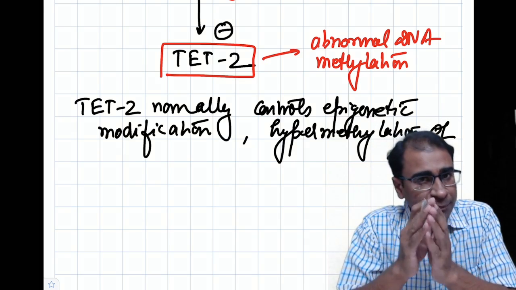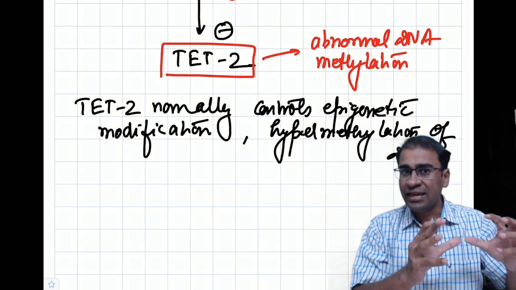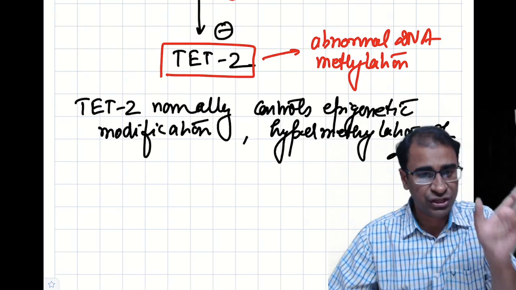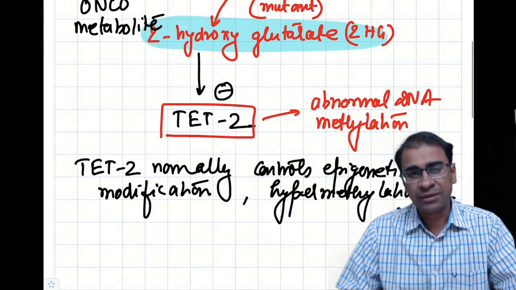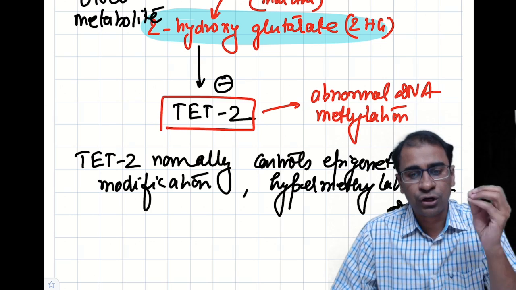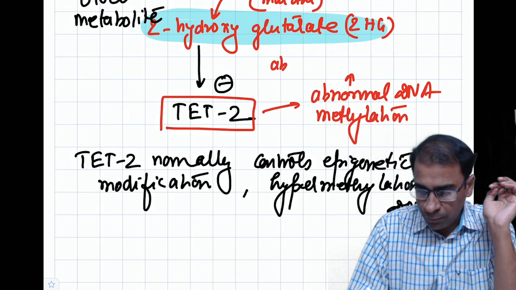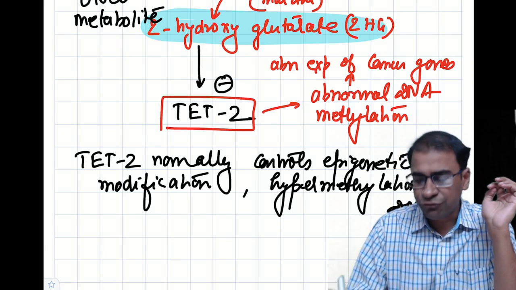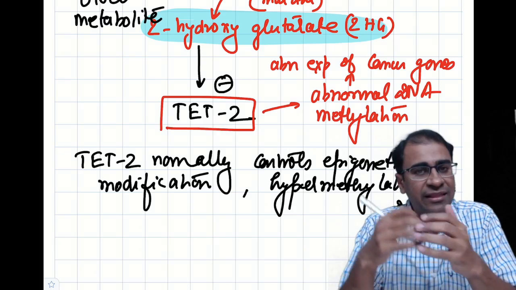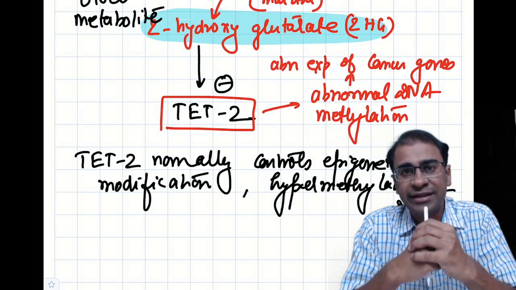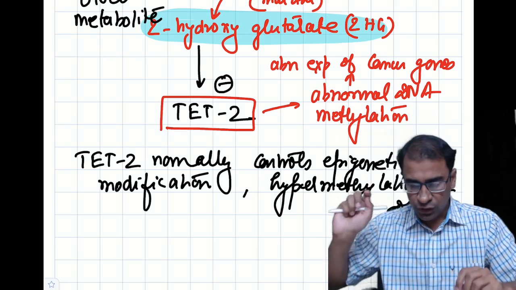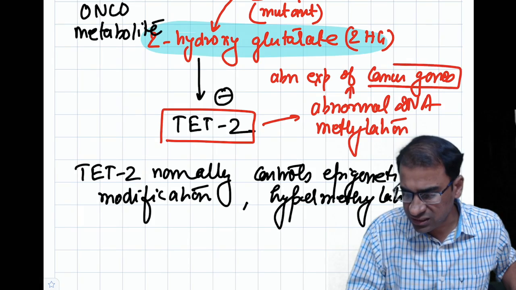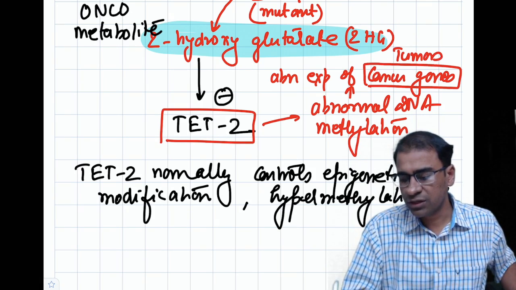I should not have to remind you, epigenetics is something in which the DNA sequence does not change, but still the DNA expression changes. So now what happens is that this abnormal DNA methylation leads to abnormal expression of cancer genes. A few of them that you must remember are RAS and the receptor tyrosine kinase. This abnormal expression of cancer genes obviously leads to tumors.